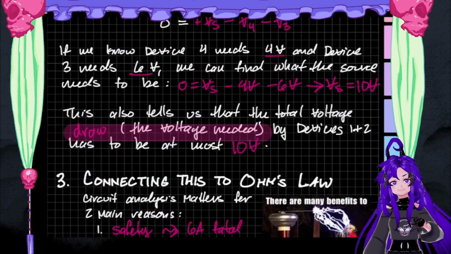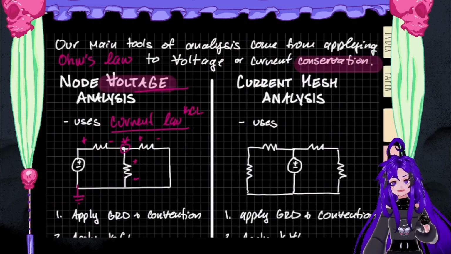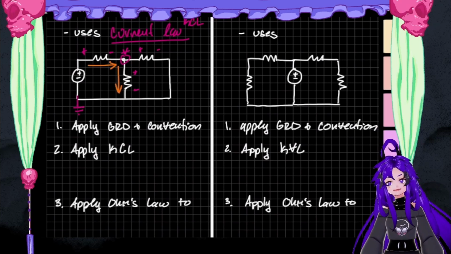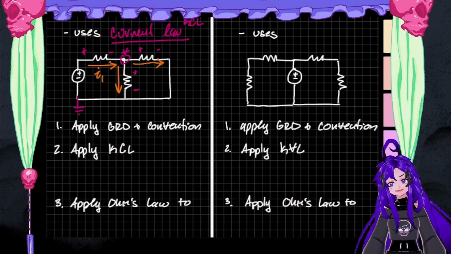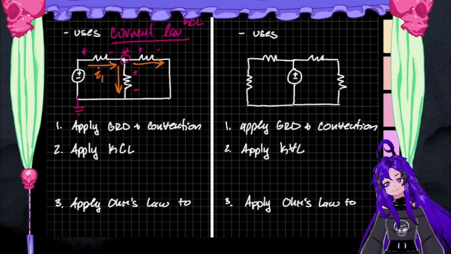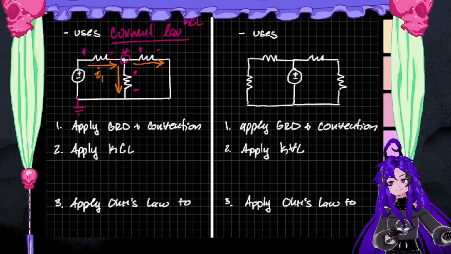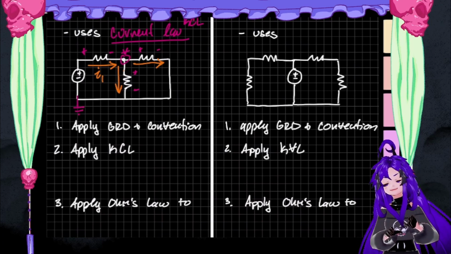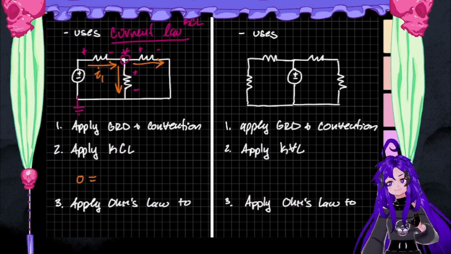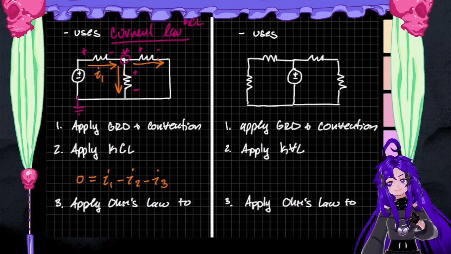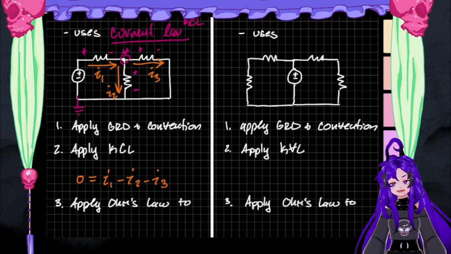To do that, we're going to draw our currents, following the direction of the devices. So I1 goes from positive to negative, I2 goes from positive to negative, and I3 goes from positive to negative. We can then write our equality: 0 equals I1 minus I2 minus I3.